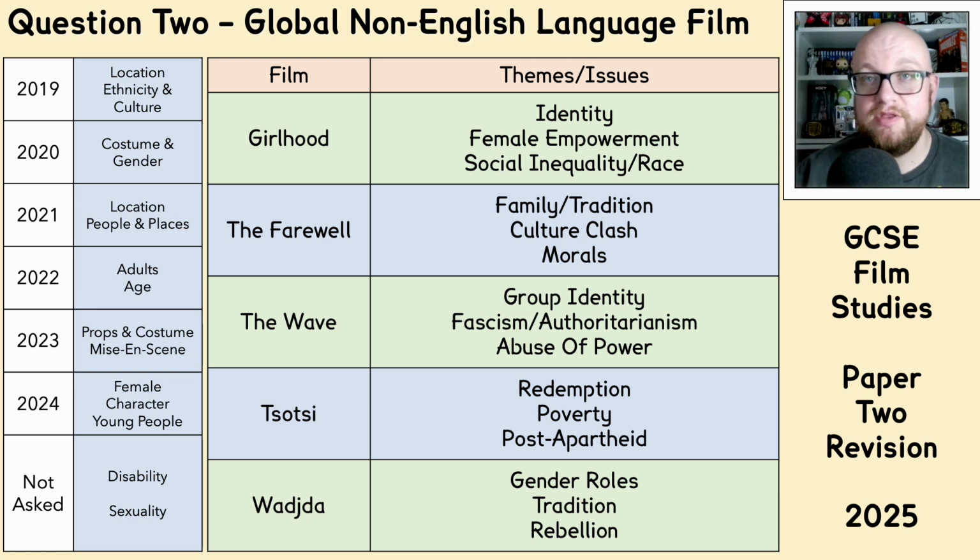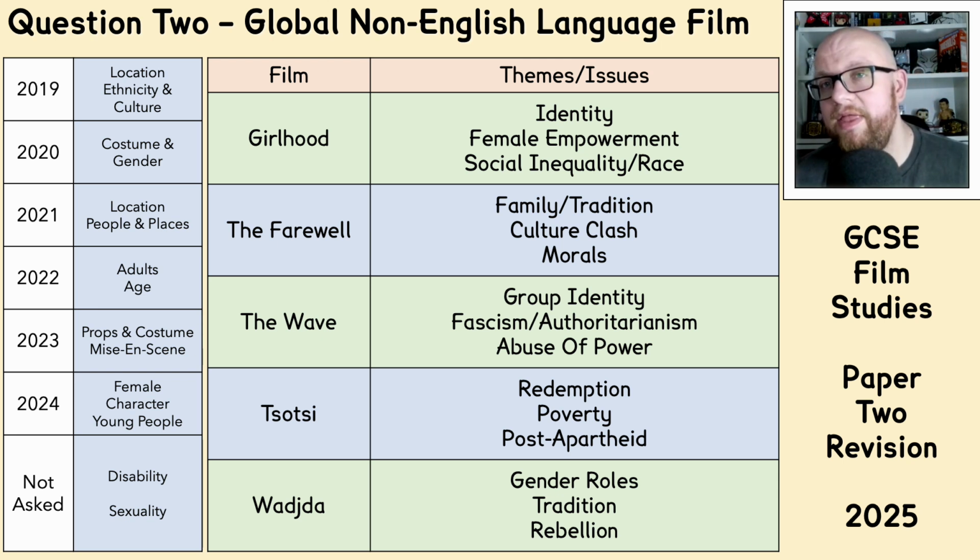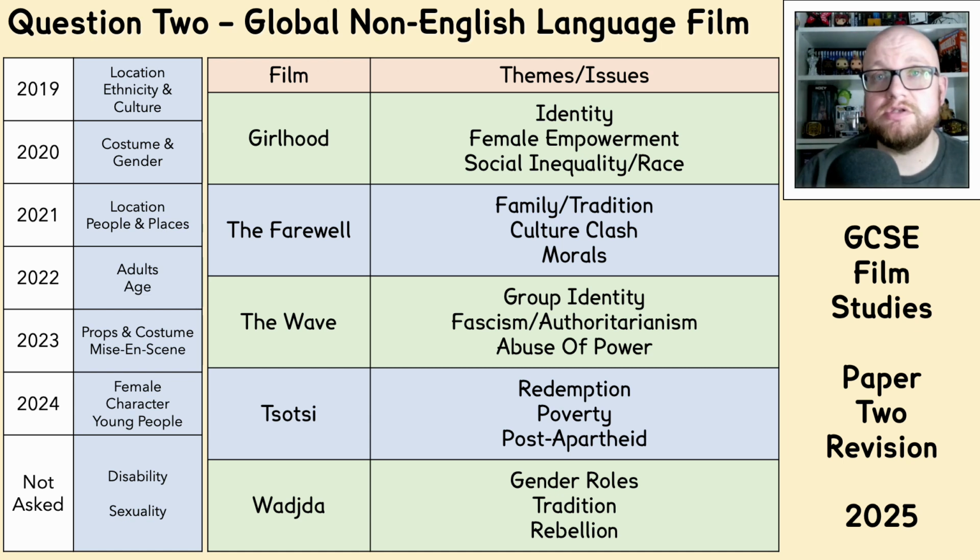And then the fascism, and the other word is the big allegory and the throwback to World War II and Nazism. For Tsotsi, redemption. So Tsotsi's trying to prove something. Poverty. He lives in poverty. A lot of the township live in poverty. And it's very much post-apartheid.